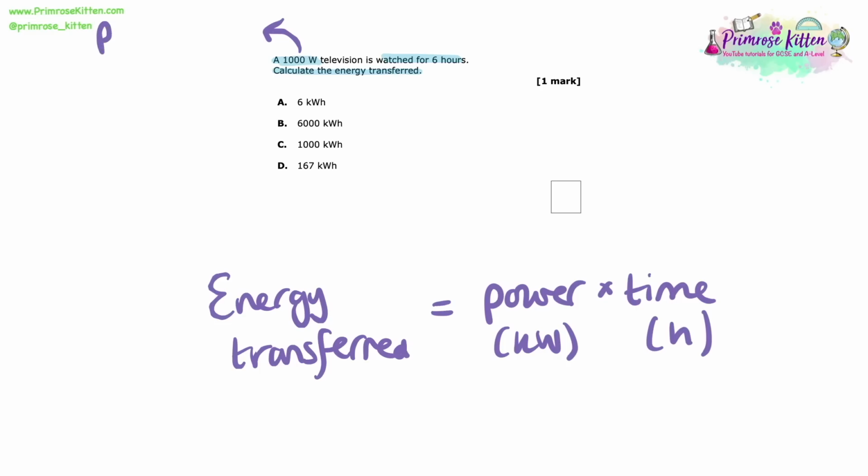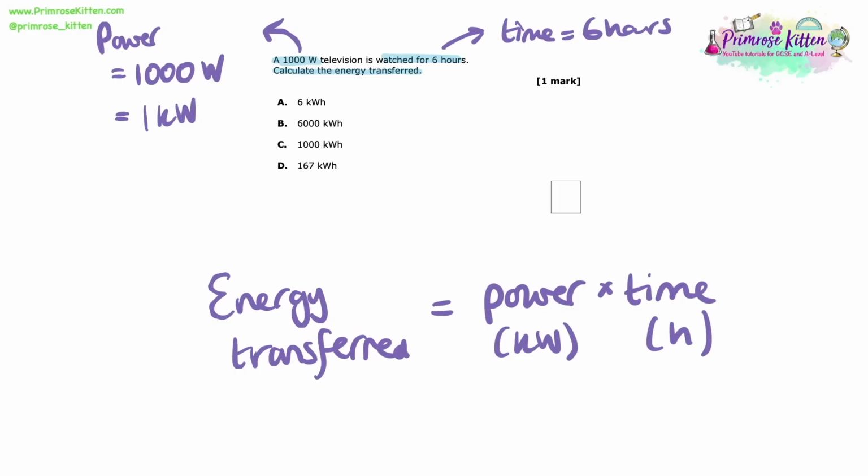Now this is a very rare time when we're going to convert away from the watts that we're given into a different unit, in this case kilowatts. So 1000 watts is equal to 1 kilowatt. We get that just by dividing through by 1000. Whereas the time is 6 hours, and that is what we want. So here we're going to do 1 for the power times 6, which gives us 6 kilowatt hours. So our answer to this one is A, 6 kilowatt hours.